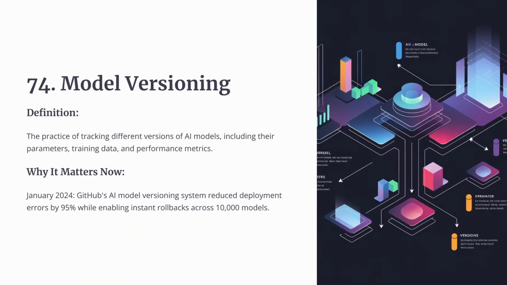Model versioning is the practice of tracking different versions of AI models, including their parameters, training data, and performance metrics. This is like having a detailed family tree for every AI model, tracking its entire evolution and history. GitHub's breakthrough means companies can now manage thousands of AI models as easily as you manage different versions of a document, with the ability to instantly undo any changes that don't work.